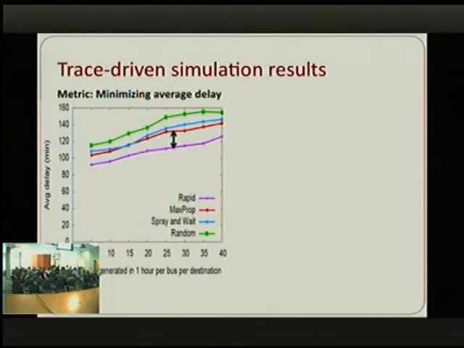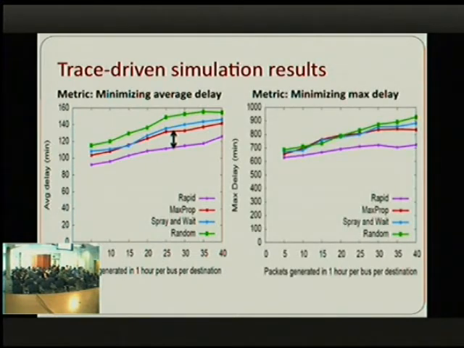Now, if I switch this metric, and now I choose my metric to be minimize maximum delay, clearly this is a different experiment where RAPID tunes its replication according to this metric. Here again, the y-axis is max delay. Again, we notice that RAPID outperforms the other 3 routing protocols, but also notice that because MaxProp and spray and wait do not tune their replication according to the metric, their performance degenerates to that of random.